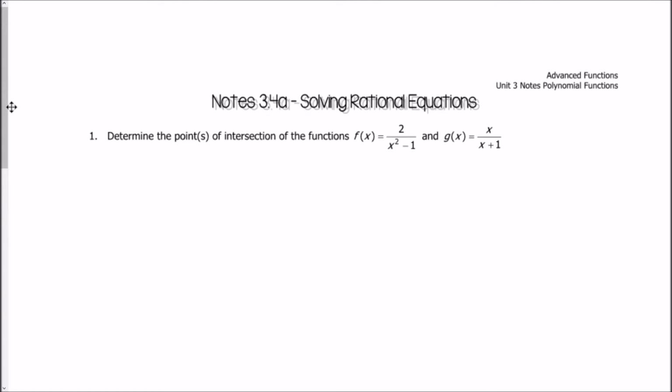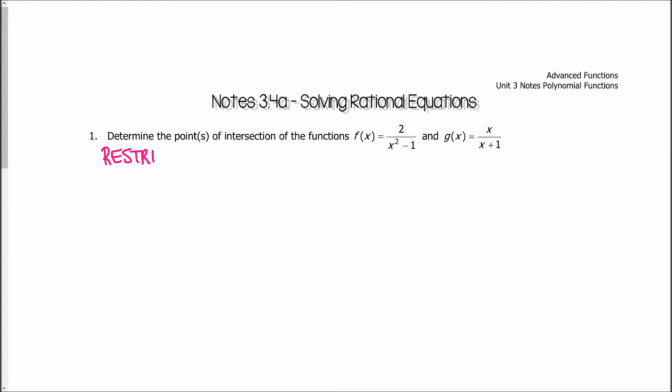2 into our notes. Okay, so for number 1, it says to determine the point or points of intersection of the functions f of x equals 2 over x squared minus 1 and g of x equals x over x plus 1. Okay, so the first thing that I want to do is find out what are some restrictions on each one of my functions. So that's the first thing I need to find.